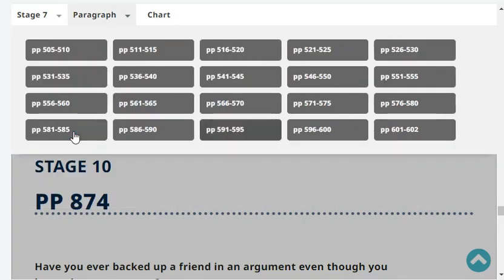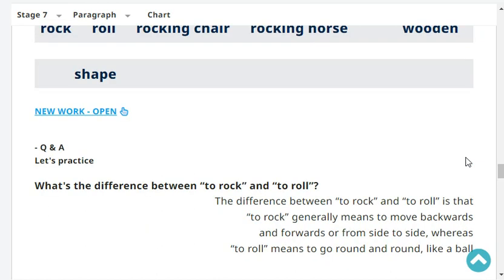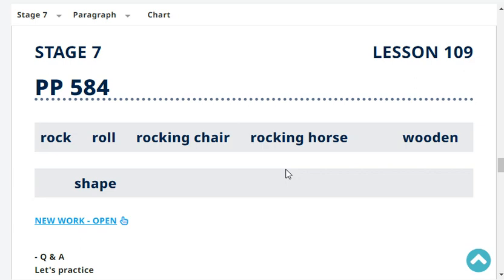Stage 7, page 584. Okay, so rock, roll, rocking chair. Okay, start with the first question. What's the difference between to rock and to roll?